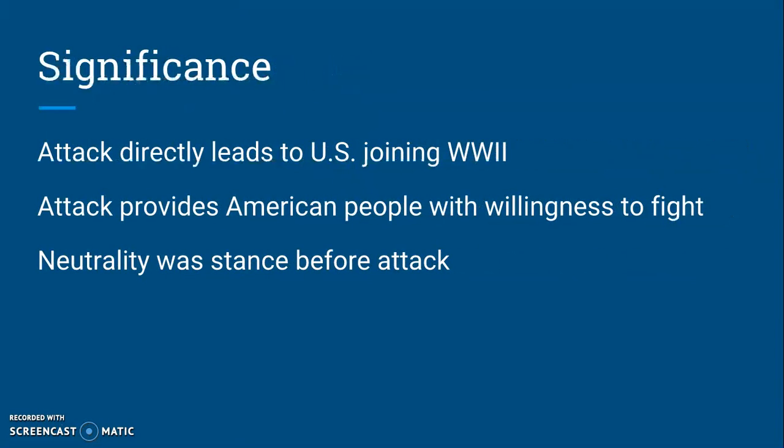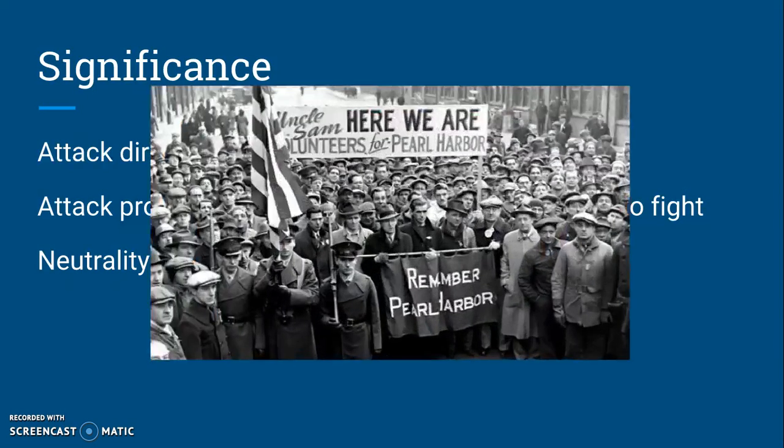Some significance of the attack. Obviously, it led to the U.S. directly joining World War II, when before this we were neutral. The attack provides American people with a willingness to fight and almost like a reason to fight. It justified us going into the war because neutrality was our stance, but now we had a reason, we were attacked, so we can join the war.